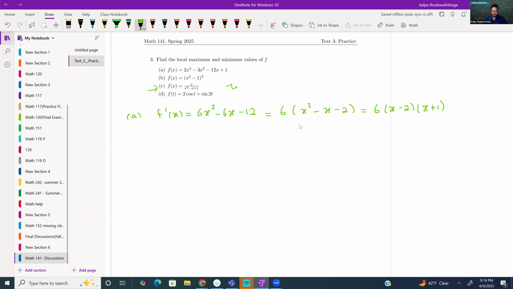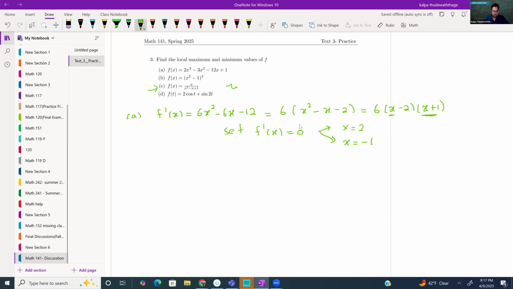To find the critical points, you set the first derivative equal to 0. If you set x minus 2 equal to 0, x will be 2. That's one of the critical points. The other critical point you can get from setting x plus 1 equal to 0, which is x equals minus 1. Okay, so now I don't know whether those are a maximum, a minimum, or even an inflection point.